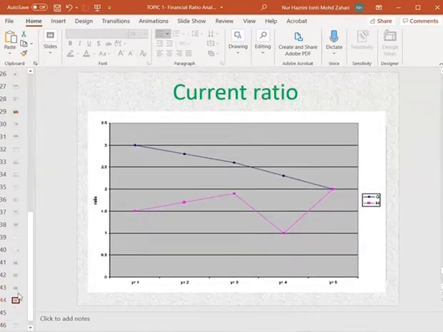That's what we call trend analysis. Trend analysis is to look at the performance of a company throughout the years of operation. So it depends. If you want to see 5 years, then you plot for 5 years. If you want to see 10 years, then you plot for 10 years. Plotting like this, you can see better.